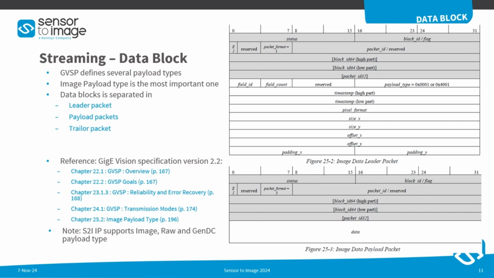The payload packet uses the same block ID field as the leader and trailer. It also includes a packet ID field and of course the payload. The trailer packet may update the size_y field of the leader, which is used when dynamic image sizes are used.